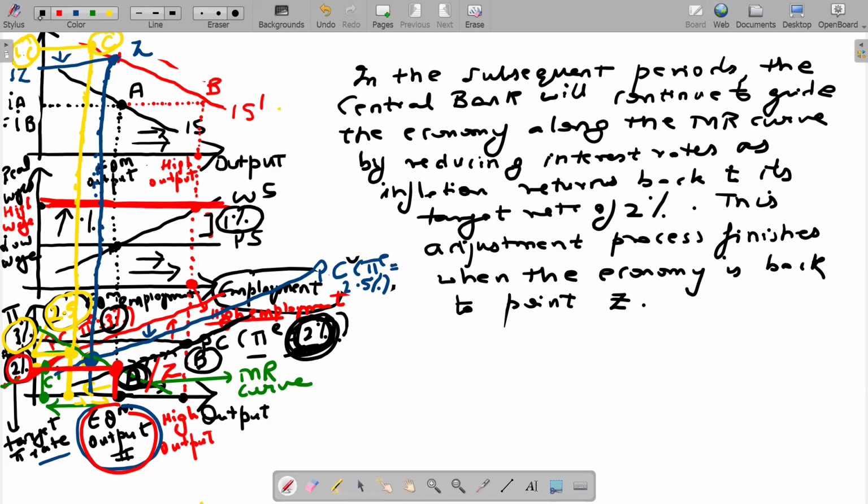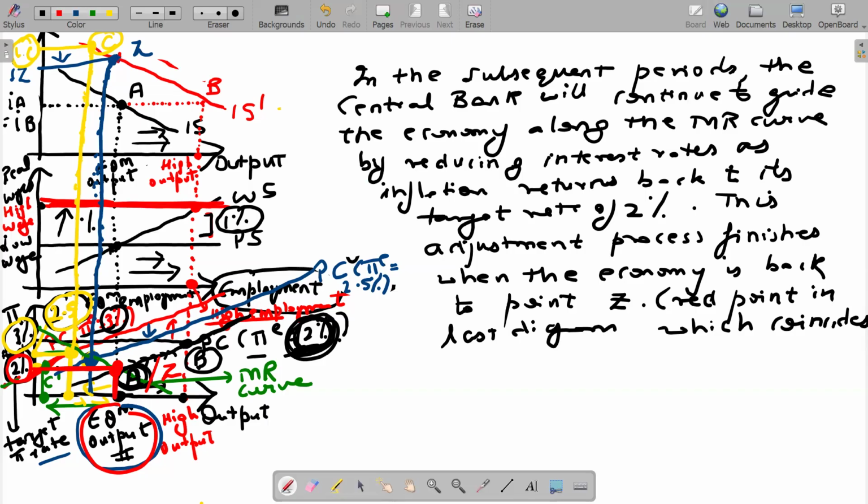So this adjustment process finishes when the economy is back to point Z, which is the red point in the last diagram, which coincides with point A, with which the whole story started. Point A and Z coincide with each other.